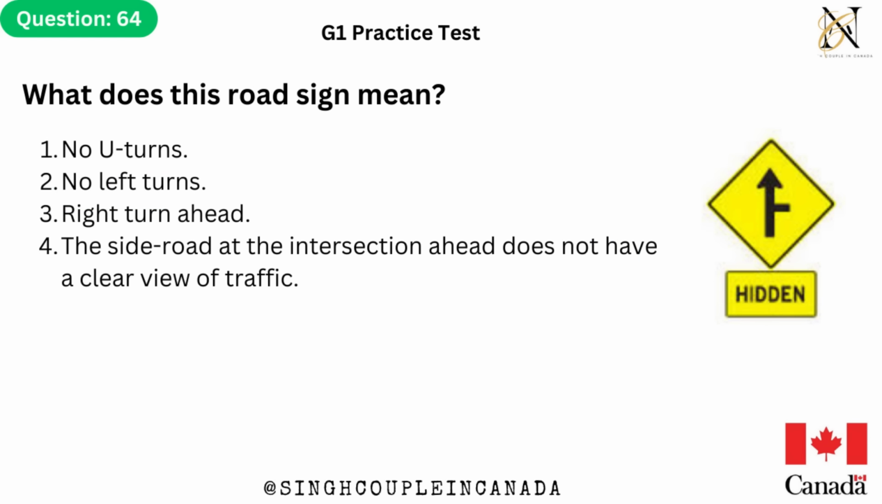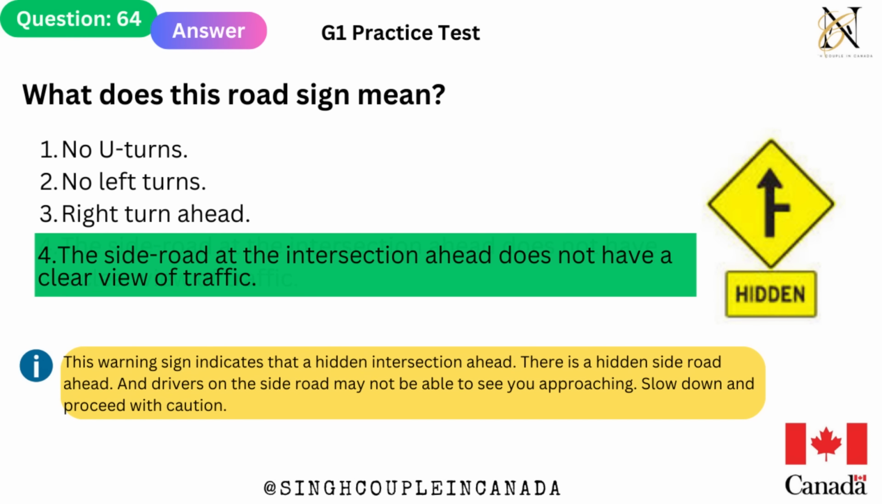What does this road sign mean? 1. No U-turns. 2. No left turns. 3. Right turn ahead. 4. The side road at the intersection ahead does not have a clear view of traffic. The answer is 4. The side road at the intersection ahead does not have a clear view of traffic.